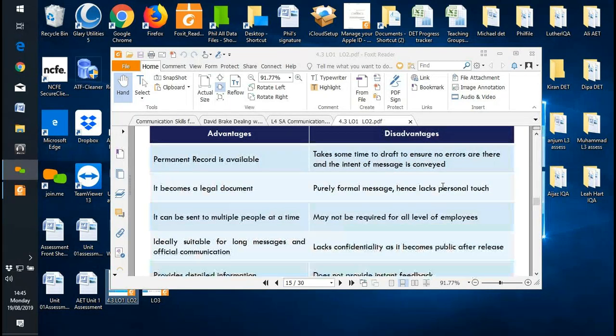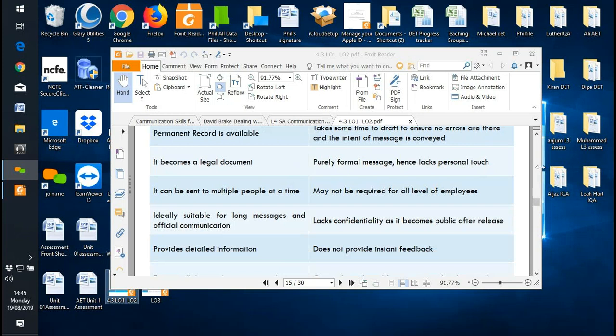Written communication. Advantages: permanent record. Takes time to draft, ensure no errors are there, and the intent of the message is surely conveyed. It can become a legal document. Purely formal messages, hence lacks the personal touch. This is like mail you get through the post from organisations such as your insurance company and that sort of thing.